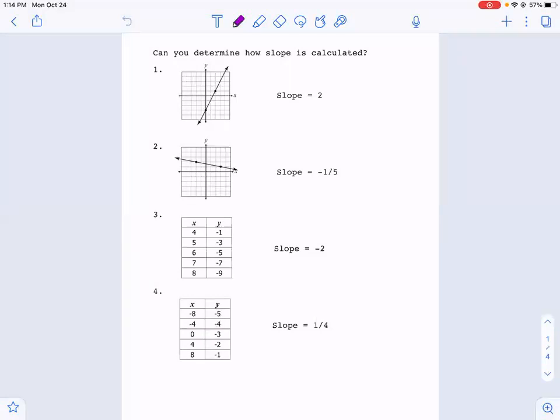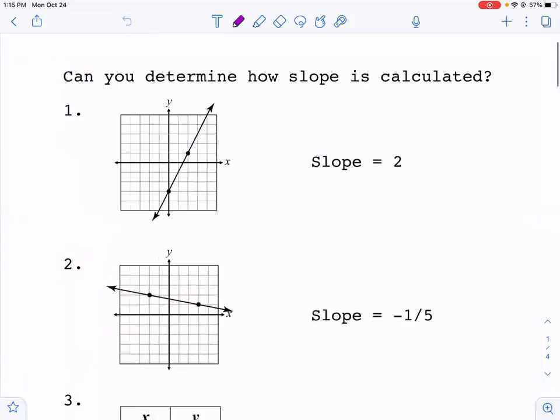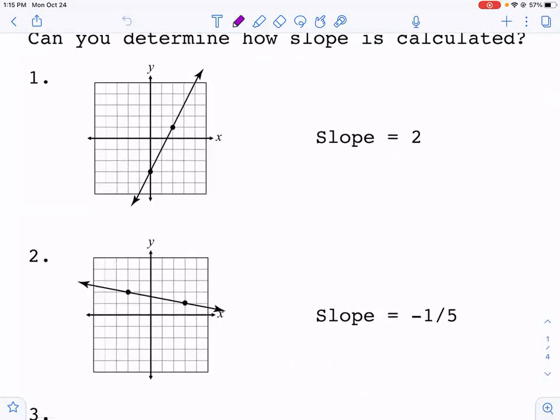Okay, we're going to come together as a class. And I want to focus first on our graphical ones, number 1 and 2. Now, I think that a lot of you are finding it a little bit easier to look at number 2 first and see if that rule could apply to number 1.